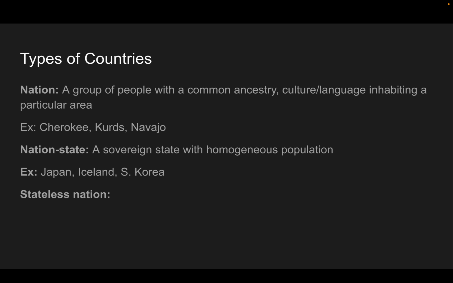A stateless nation, and many nations classify as stateless nations. For example, the Palestinians, the Kurds, the Penobscot, the Cherokee, the Navajo. Those are all nations of people who do not have their own recognized sovereign state.